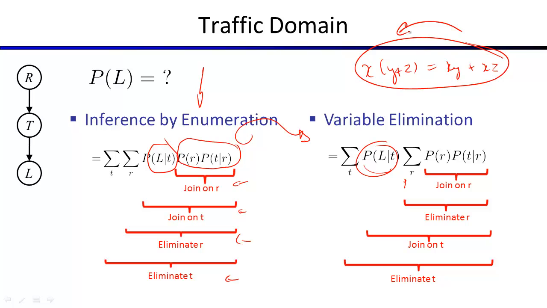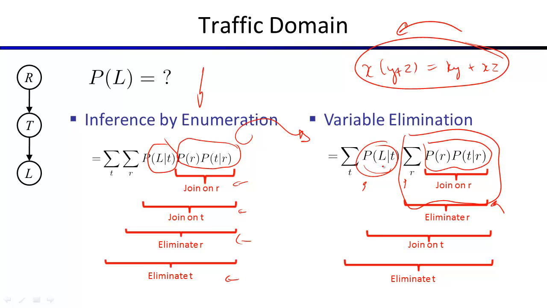Okay? We would still join on R, which gives us a new factor over here, factor over R and T. At that point, we eliminate R, which will give us a factor over just T. At that point, we join on T, which will join this new factor here with this conditional probability table. After we have the join on T, we can eliminate T, and we have the answer to our original query. Okay. This is just a small example, but it does illustrate the concept that we can choose how we interleave the operations to some extent.